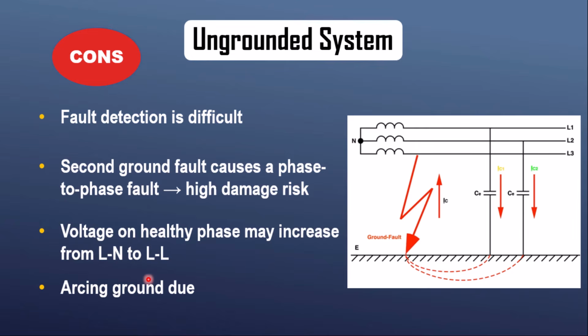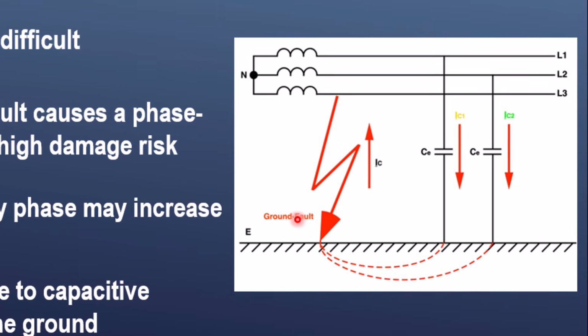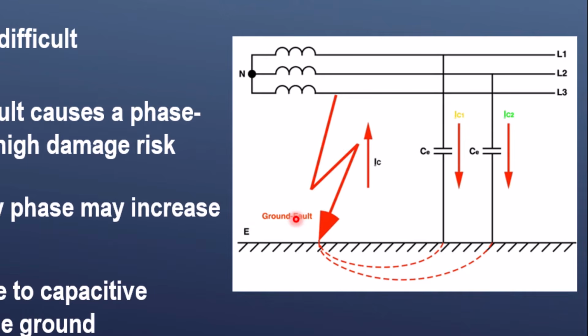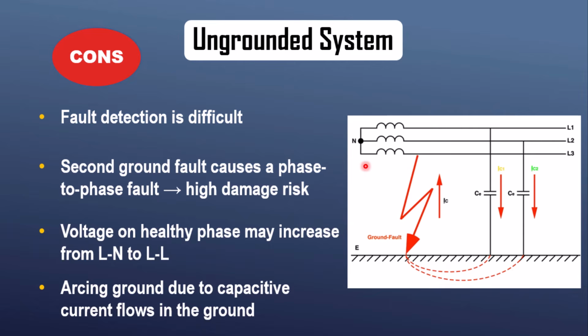The last disadvantage is the arcing due to the capacitive current flowing into the ground, and if the magnitude is 4 to 5 ampere, then it is sufficient to maintain an arc in the ionized path of the fault. So this current can remain even after the clearance of the fault, and this phenomenon of persistent arc is called arcing ground, and this happens only in an ungrounded system because there is no link between the neutral and the earth.